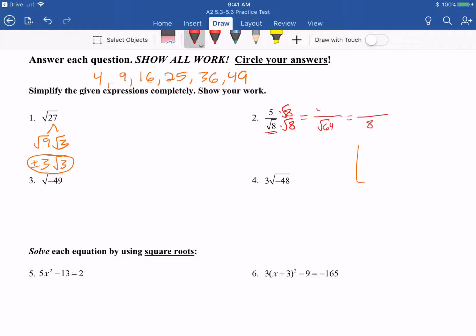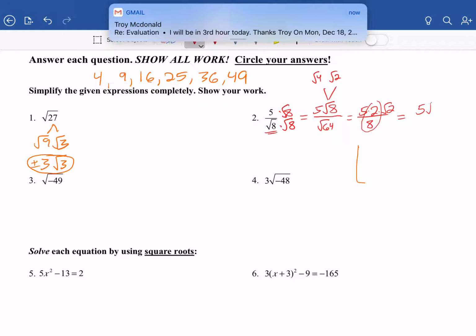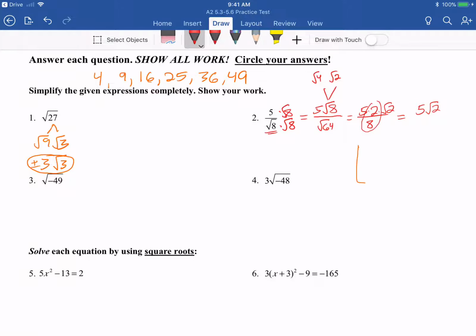So now on the top I have 5 square root of 8, and the square root of 8 can break into the square root of 4 times the square root of 2, and I know the square root of 4 is 2. So I have 5 times 2 times square root 2, and then I look at 2 over 8, and hey, I know that 2 over 8 simplifies to 1 over 4, so I have 5 square root 2 over 4 here. All right, awesome. So that one's simplified. No more radicals in the bottom.